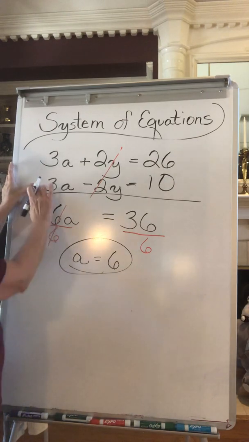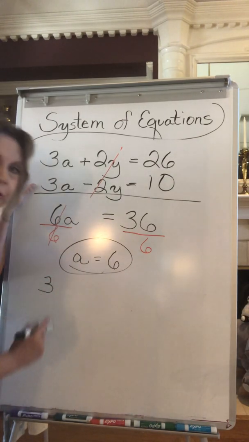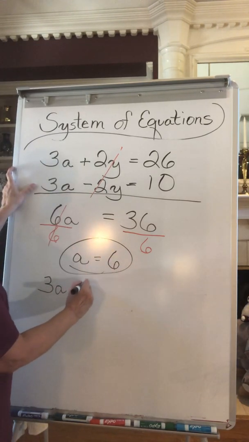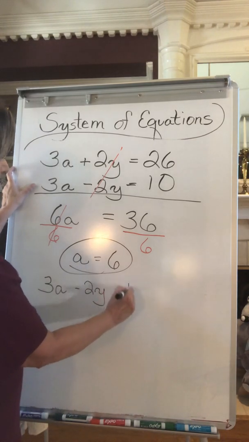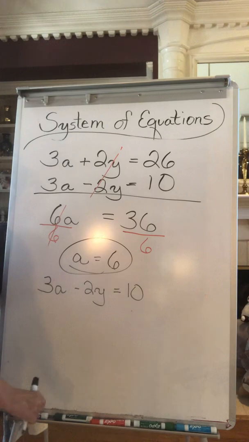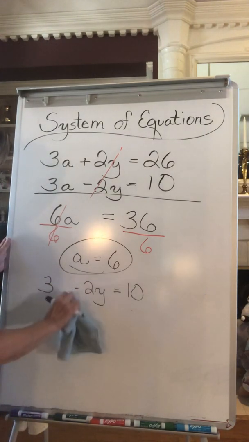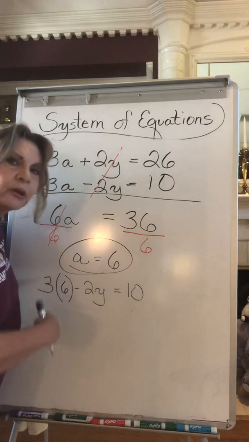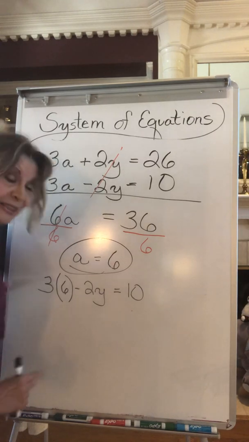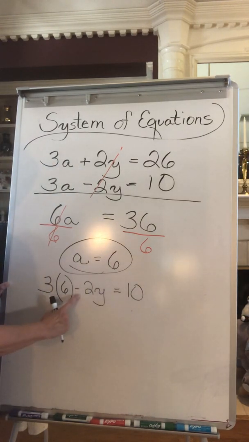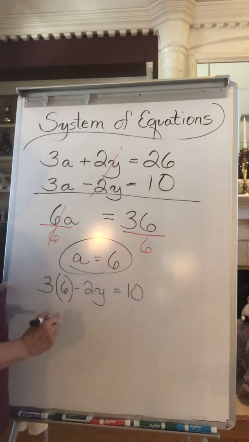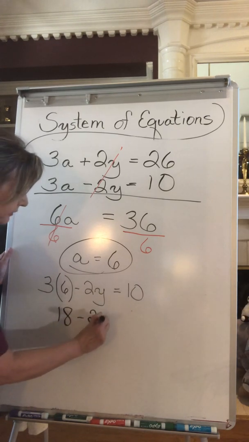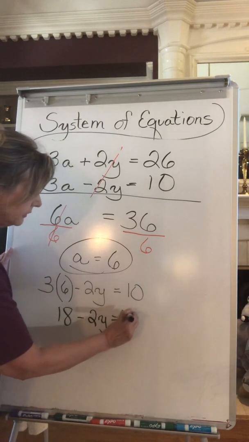So let's take one of our equations. Let's go ahead and just take the bottom one here. It doesn't matter which one you use. Either one, okay. So let's say 3a minus 2y equal 10. Since a is 6, we're going to substitute a 6 right here for the a. And I'm going to put that 6 in parentheses to show that we are multiplying, and it won't look like the number 36. So 3 times 6 minus 2y equal 10. 3 times 6, 18 minus 2y equal 10.